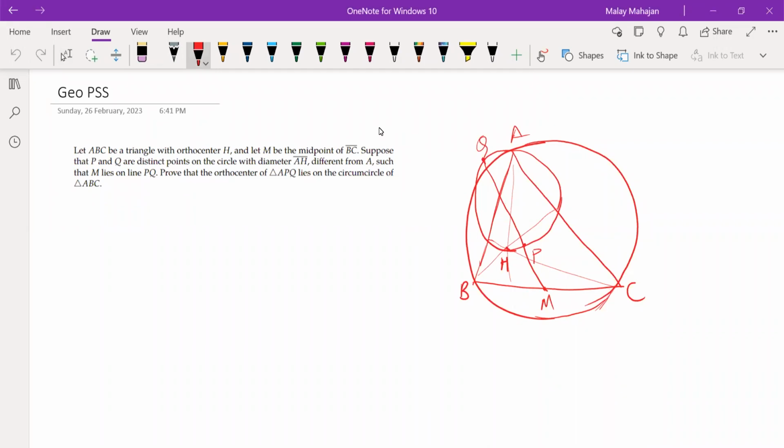Hello everyone. Today we will do a geometry problem solving session. We will do problems involving elementary methods. So let's get started. This is ELMO 2017 P2. Share whatever ideas you have and feel free to interrupt if you have any doubts.